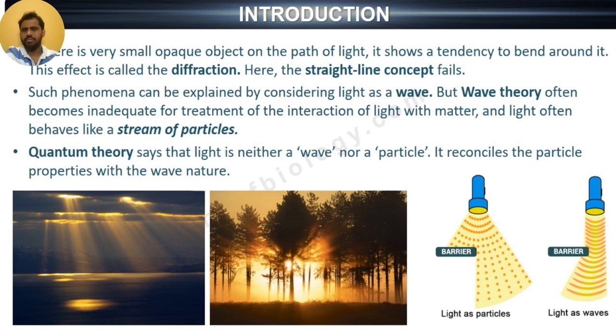Such phenomena can be explained by considering light as a wave. But wave theory often becomes inadequate for treatment of interaction of light with matter, and light often behaves like a stream of particles. And then there is always a quantum theory that says that light is neither a wave nor a particle. It reconciles the particle properties with the wave nature.